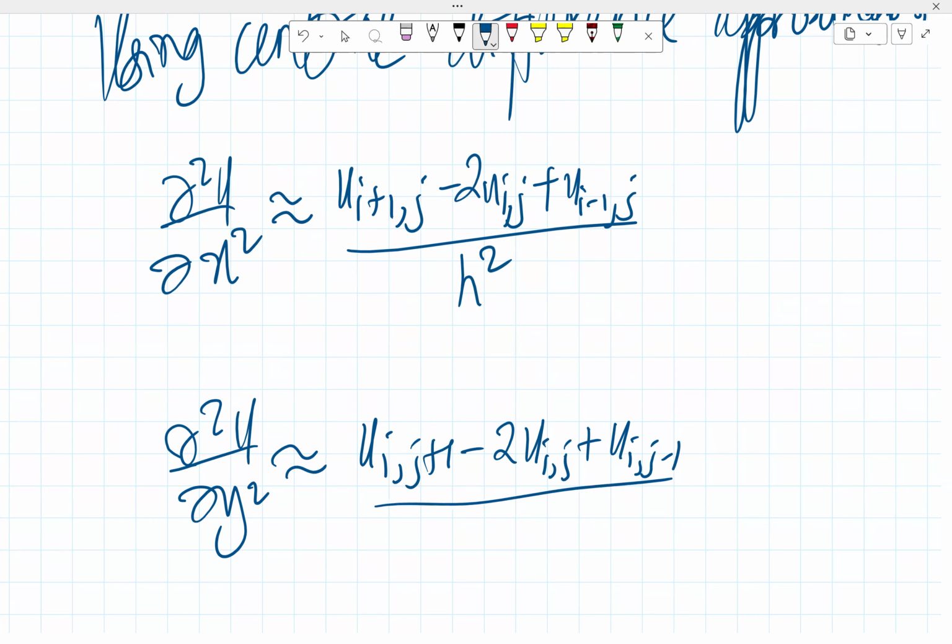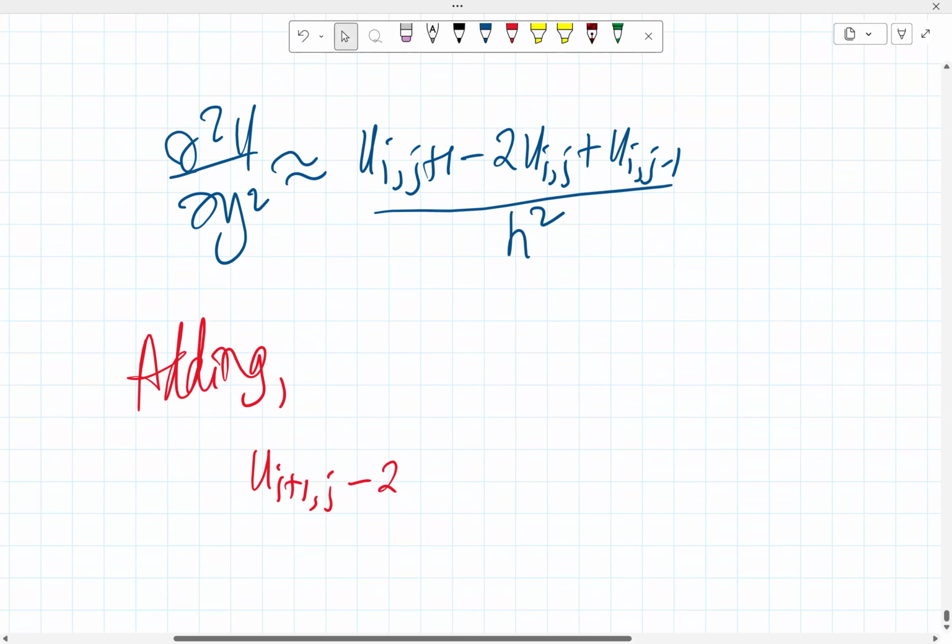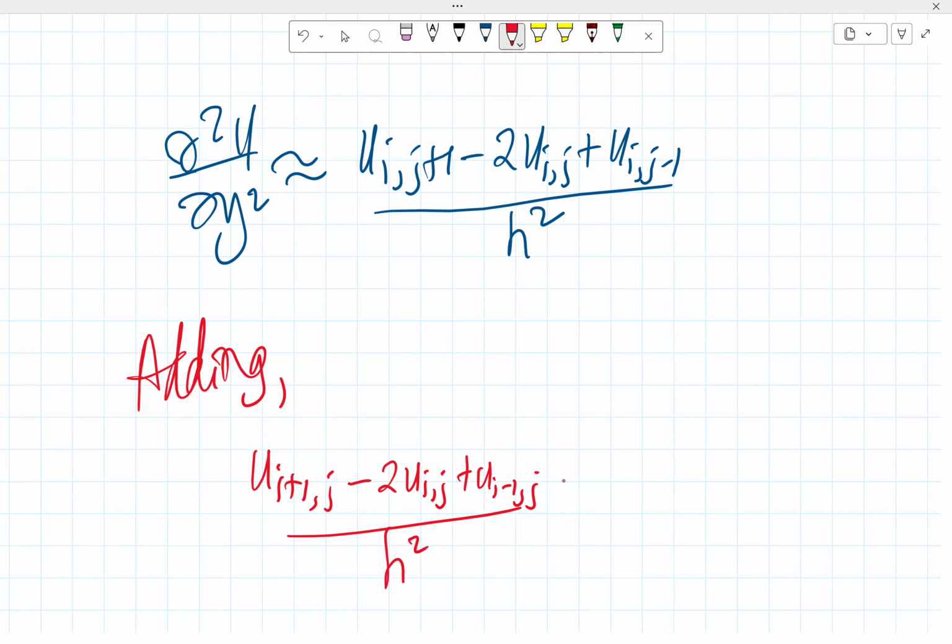So if you add the two now, that is, partial squared u, partial x squared plus partial squared u, partial y squared, then you have u(i+1, j) minus 2u(i, j) plus u(i-1, j), all over h squared, plus u(i, j+1) minus 2u(i, j) plus u(i, j-1), all over h squared. All of that equals 0.